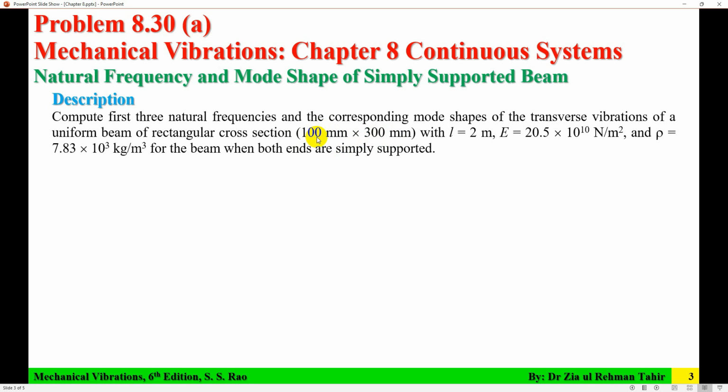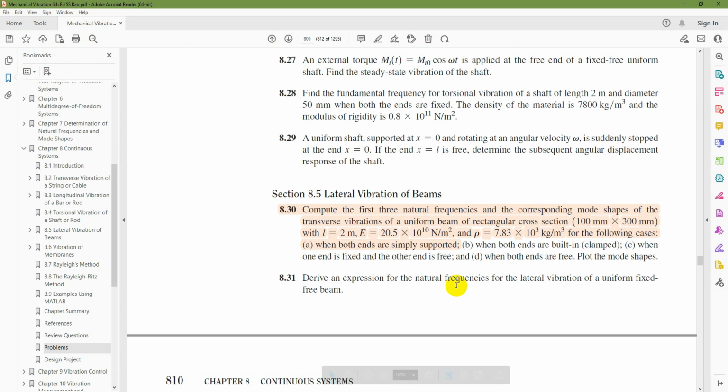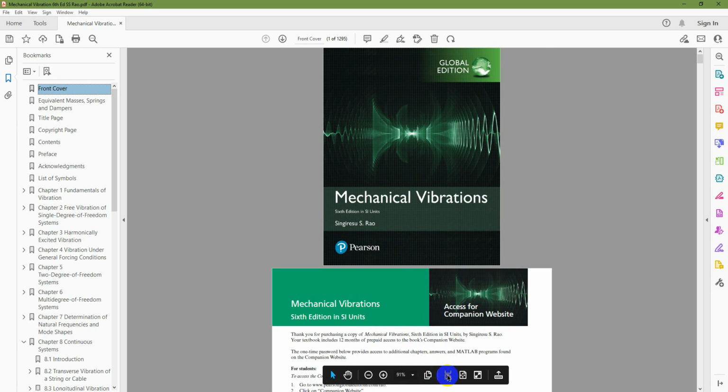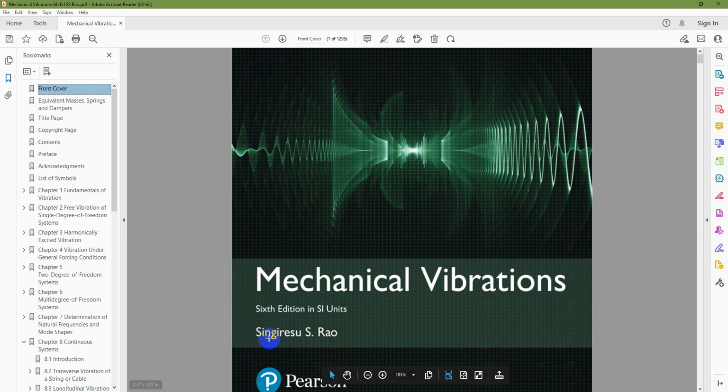Here the width is 100 and the depth is 300, with length equal to one meter, modulus of elasticity as 20.5 into 10 to the power 10 Newton per meter square, and density 7.83 into 10 to the power 3 kilogram per meter cubed, for the beam when both ends are simply supported. So it means that we need to calculate the natural frequencies and mode shapes of a simply supported beam. This is problem 8.30 from chapter 8 of Mechanical Vibration by S.S. Rao.